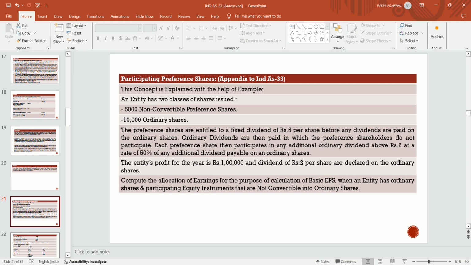The entity's profit for the year is 1 lakh and a dividend of rupees 2 per share is declared on the ordinary shares. Compute the allocation of earnings for the purpose of calculating basic EPS when an entity has ordinary shares and participating equity instruments that are not convertible into ordinary shares.